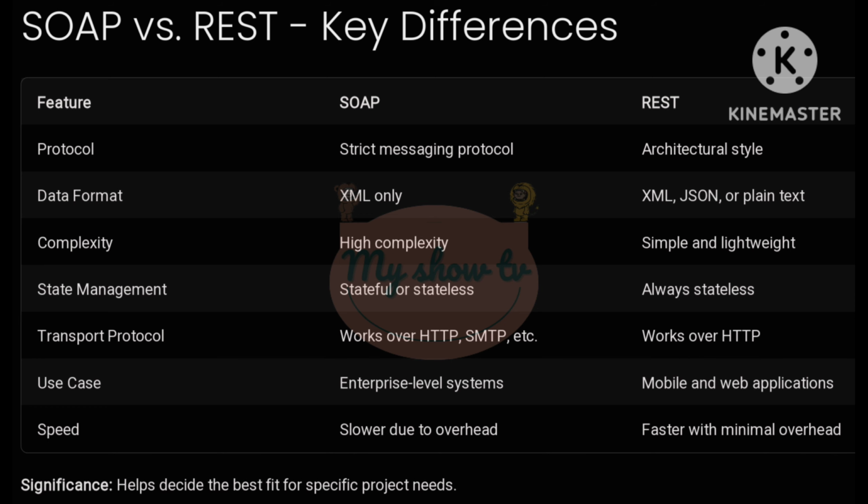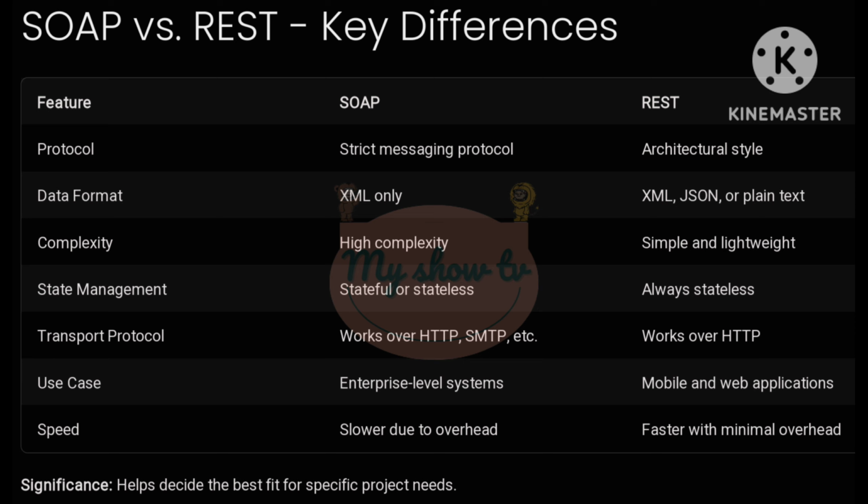Slide 7. SOAP versus REST key differences. SOAP and REST differ in many ways, each suited for specific use cases. SOAP is a strict protocol with predefined standards, while REST is a flexible architectural style. SOAP messages are always in XML, making them more rigid but highly structured. In contrast, REST supports various data formats like JSON and XML, offering flexibility. SOAP can be stateful or stateless, while REST is strictly stateless, enhancing scalability.